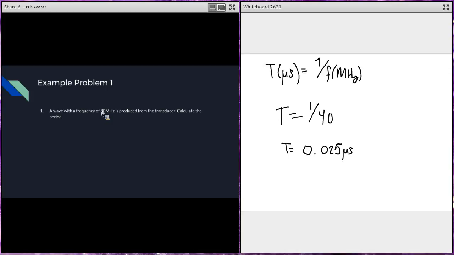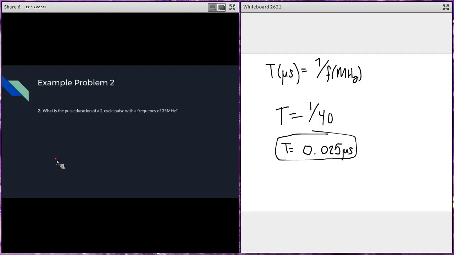And voila, we have that. We're done. So what does this number mean? It means it takes 0.025 microseconds for one cycle to occur. That's what that means. All right, that was our first example problem.